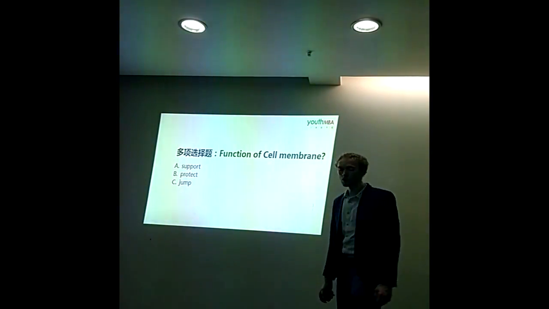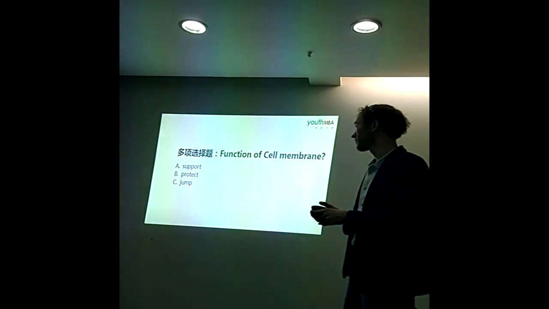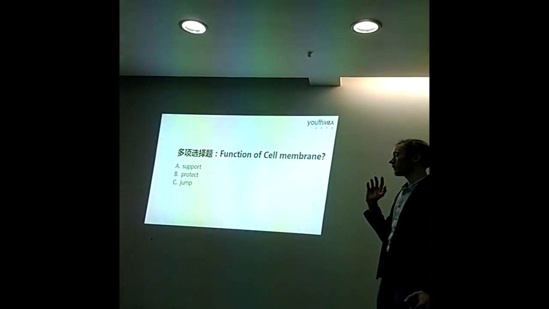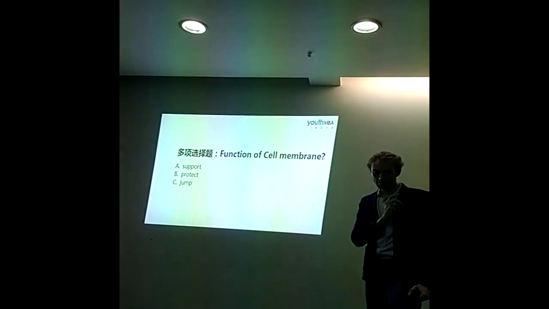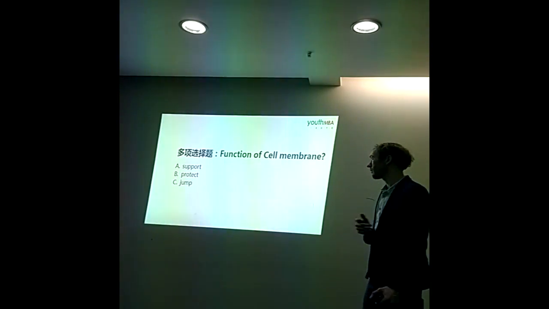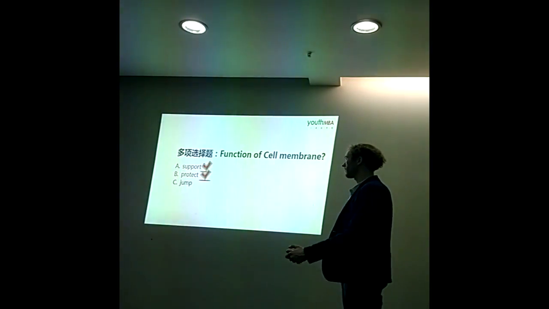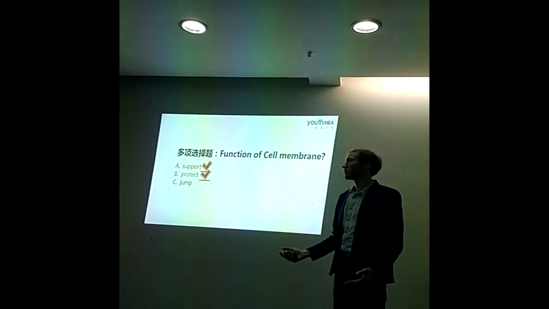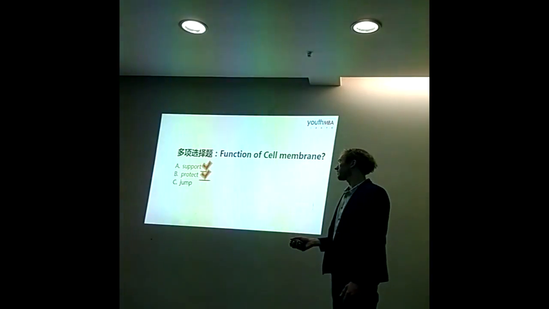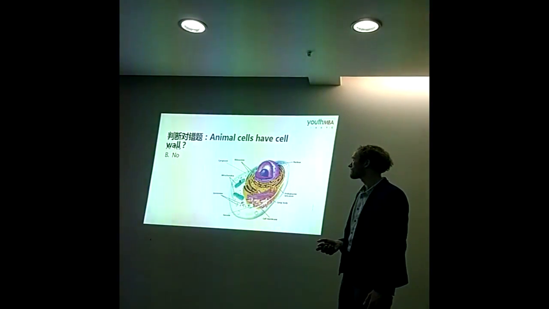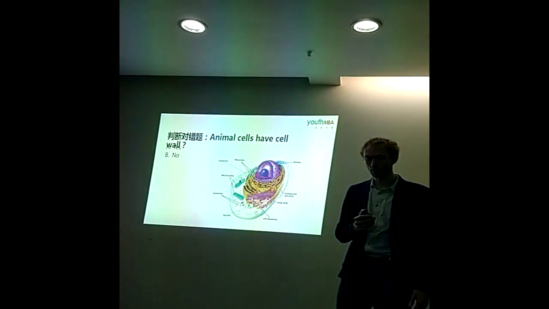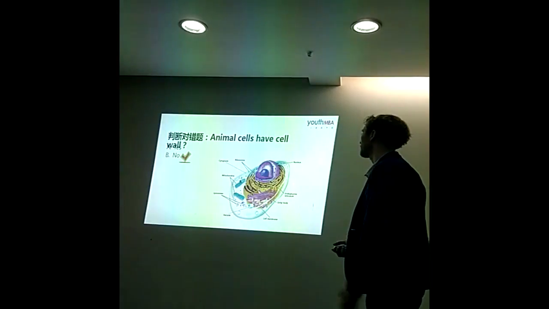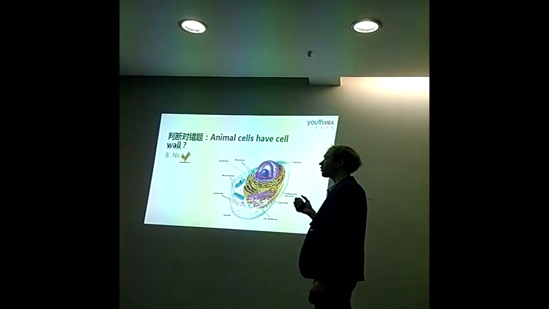So what is the function of the cell membrane? The main function of the cell membrane is to support and to protect. Animal cells have a wall, yes or no? Of course no. Animal cells have no wall.